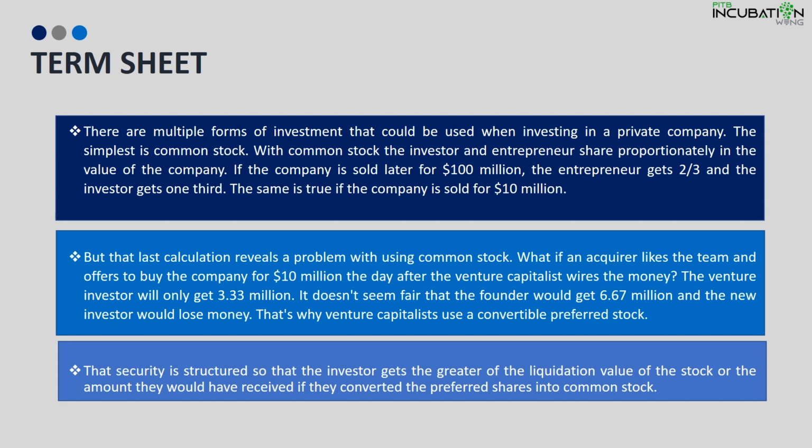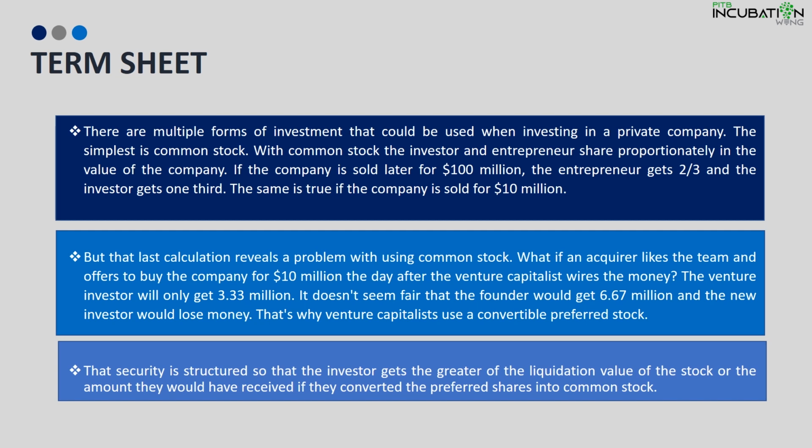But that last calculation reveals a problem with using common stock. What if an acquirer likes the team and offers to buy the company for 10 million the day after the venture capitalist wires the money? The venture investor will only get 3.3 million. It doesn't seem fair that the founder would get 6.6 million and the new investor would lose money.